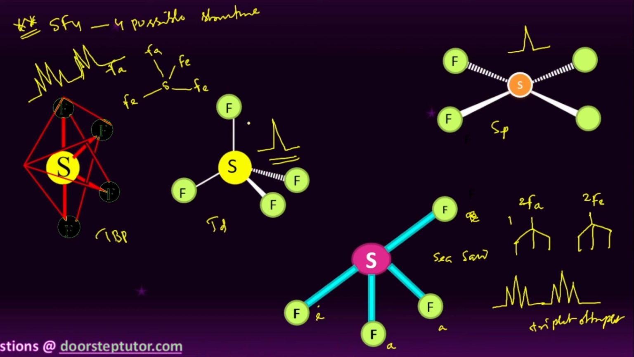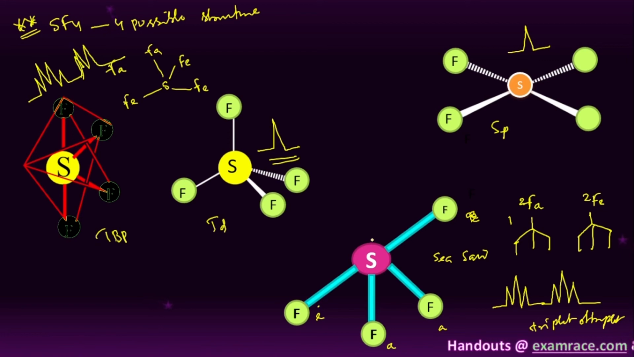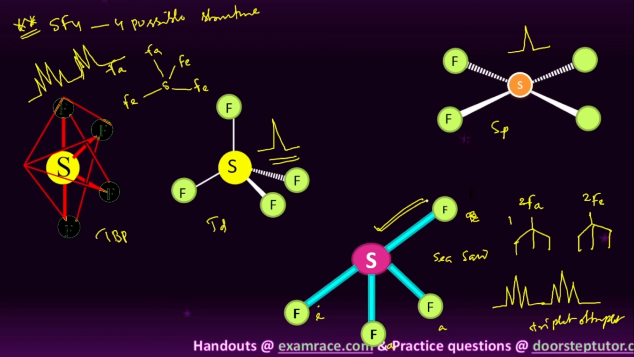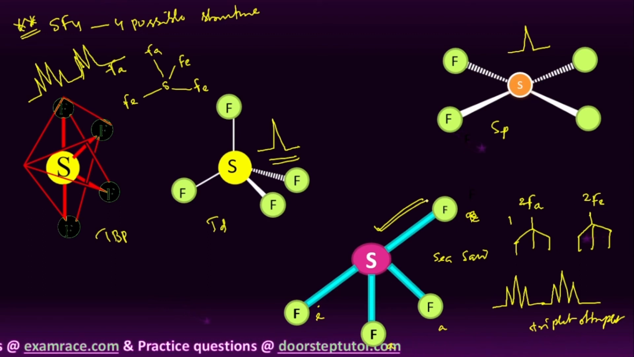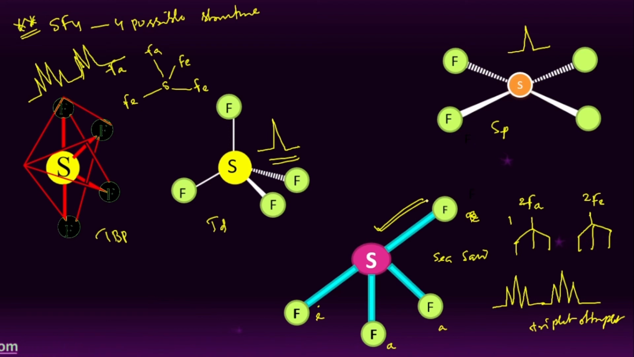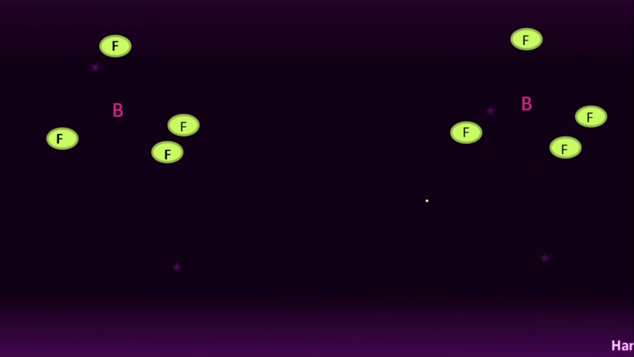But in this F19 NMR spectroscopy, which is the possible model? The seesaw model correlates with the F19 NMR spectroscopy. Therefore, the SF4 molecule shows the seesaw model. Clear, student? The possibilities are trigonal bipyramidal, tetrahedral, and square planar, but as per NMR studies, the SF4 molecule exhibits the seesaw model as the correct one. Clear? Right.